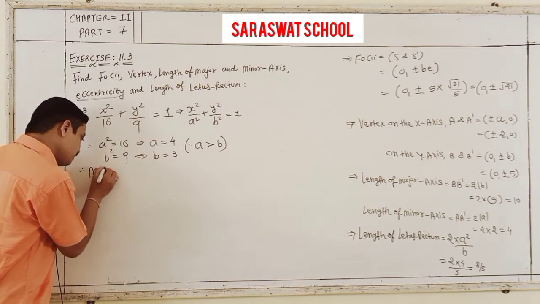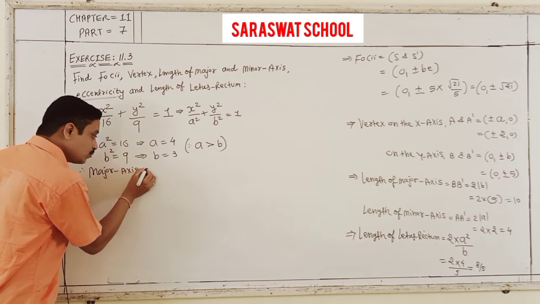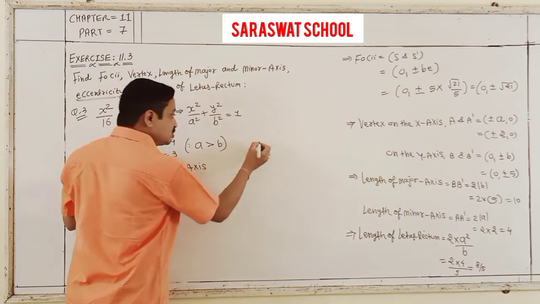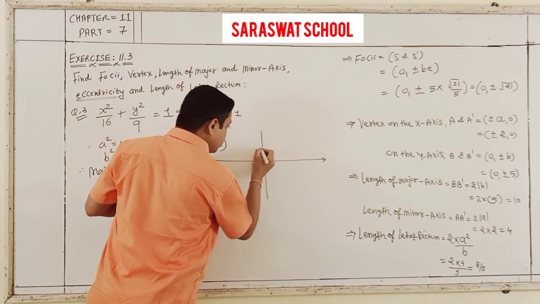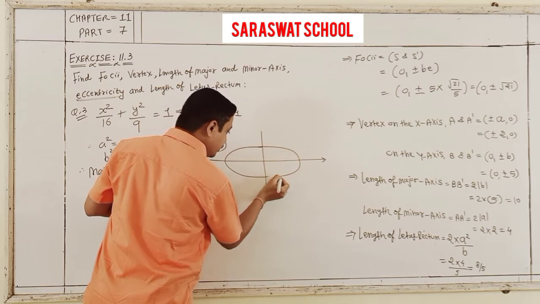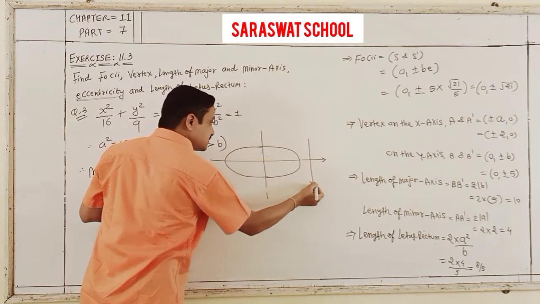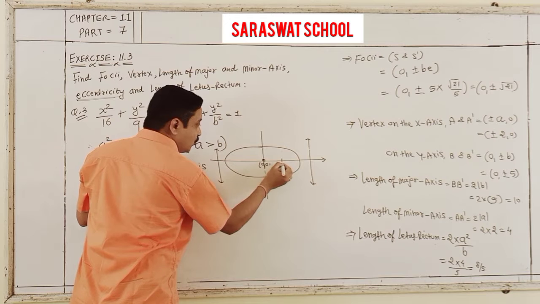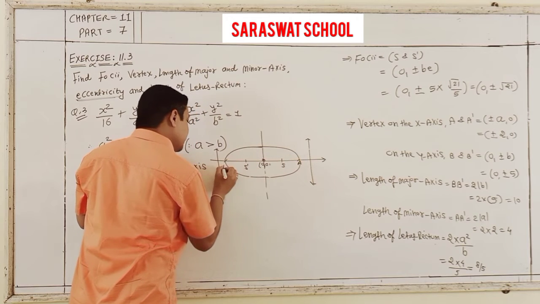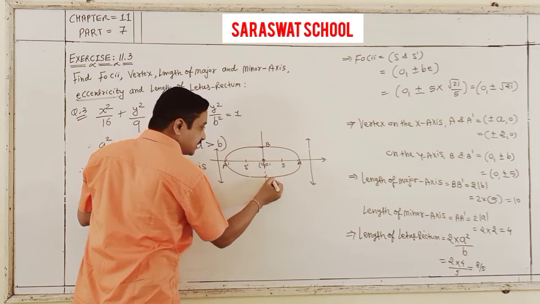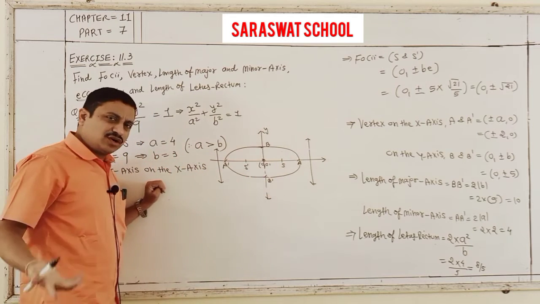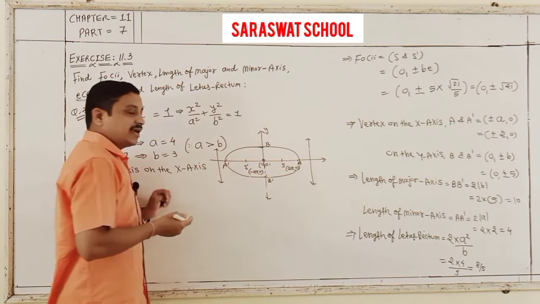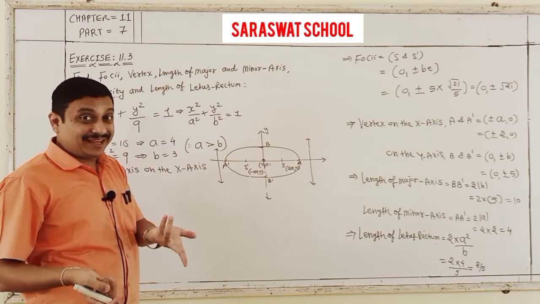Therefore, the major axis is on the x axis. And you just draw the drawing of our ellipse. Compulsory to draw, students. That is your directrix. Here is your center, focus A dash, B dash, and that's my y-axis. The focus is known as a comma 0, and on this side minus a comma 0. And now the A and A dash points are also known, and the B and B dash points are also known.